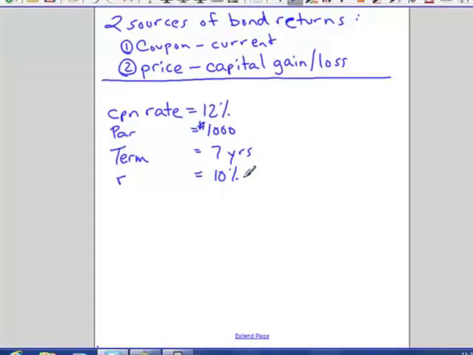We can calculate the price of this particular bond. We're not going to do it here. That's not the purpose of this particular lecture. But we can plug that information into our valuation formula, and that will result in an initial price, a current price of $1,097.37.